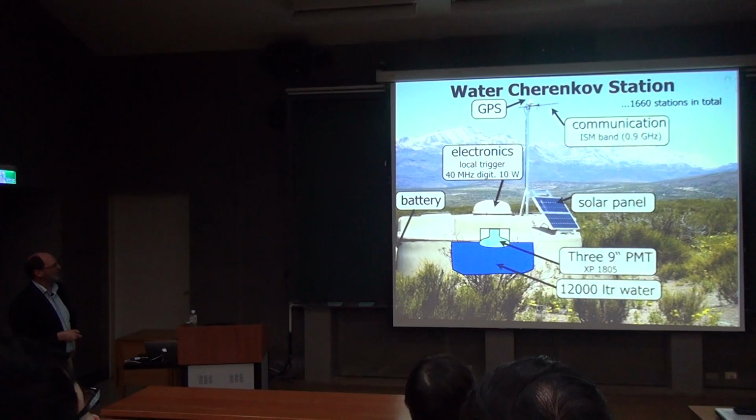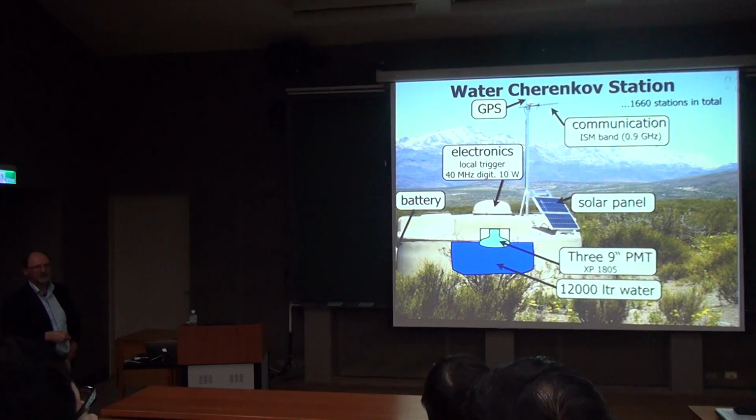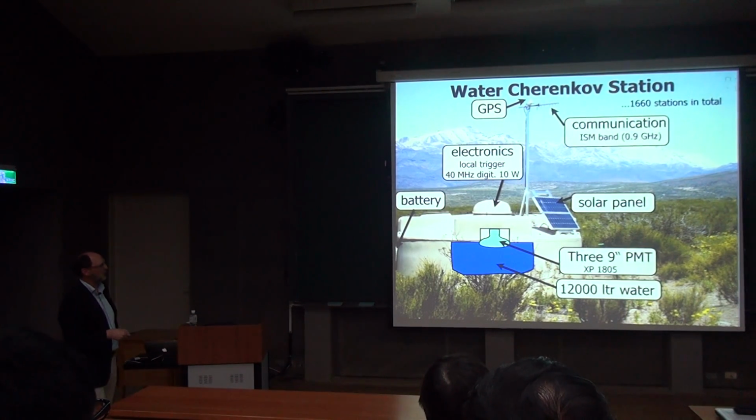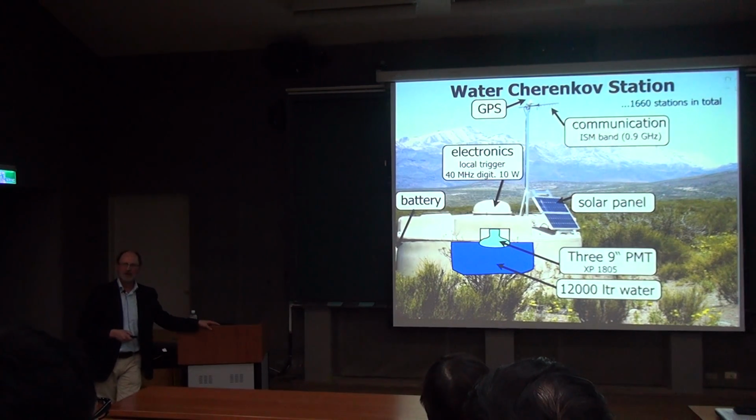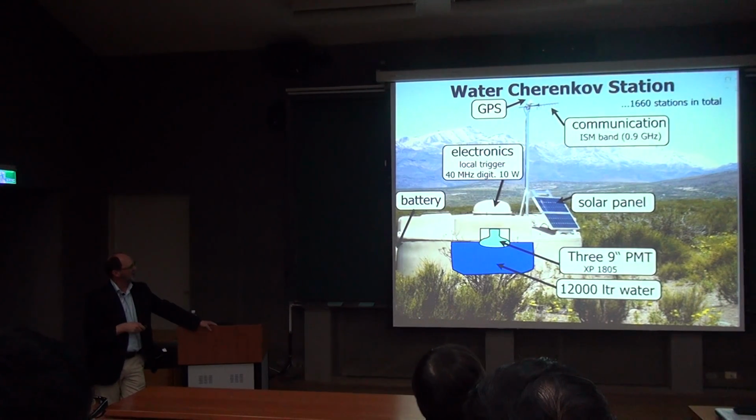And then what's shown here is they are filled with 12,000 liters of water. The light is read out by photomultipliers. And then the power comes from solar panels. Of course, you can't put a cable there over 3,000 square kilometers. Then you want to operate detectors also at night. Therefore, we have batteries to also survive bad weather conditions.